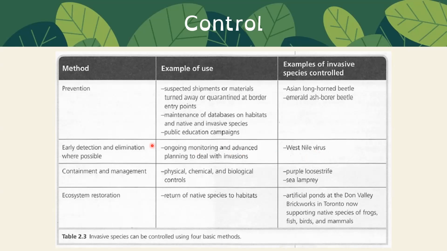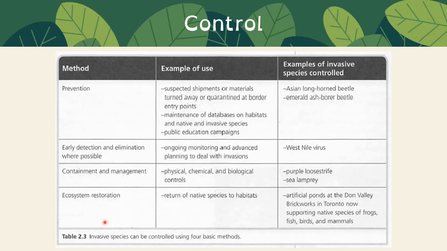The West Nile virus was an example of how this invasive species, the virus, was controlled and not spread. Then if early detection and elimination does not work, then containment and management. So having physical, chemical, and biological controls, so containing it, making sure that you're not able to spread, even if you can't eliminate it completely, making it so that it is maintained and doesn't have a greater impact. Purple loosestrife and sea lamprey are two examples of how invasive species are controlled. They are not eliminated, but they are controlled.